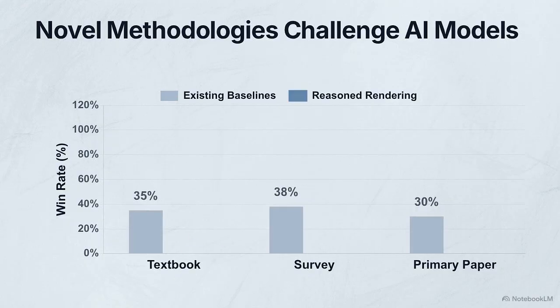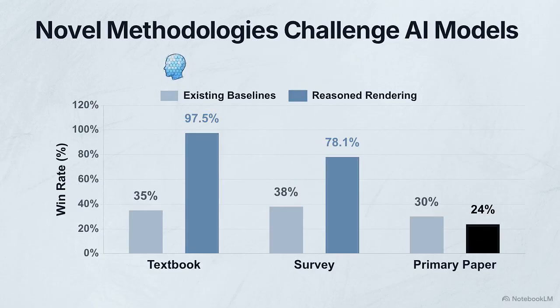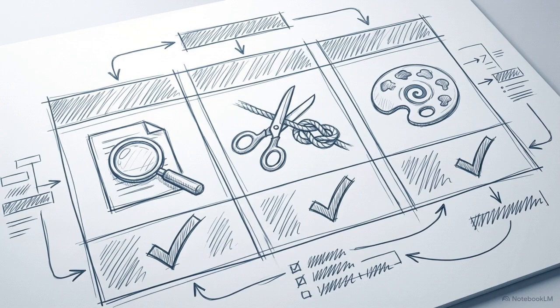Performance on textbook and survey diagrams approaches near perfect accuracy, relying on standardized visual hierarchies that the planner agent easily maps. For primary research papers, the success rate drops to 53%. Extracting entirely novel methodologies and inventing original visual structures to explain them remains a difficult task for current language models. Despite this drop, the decoupled architecture still outscores every existing baseline in semantic faithfulness, conciseness, and aesthetic design across all categories.